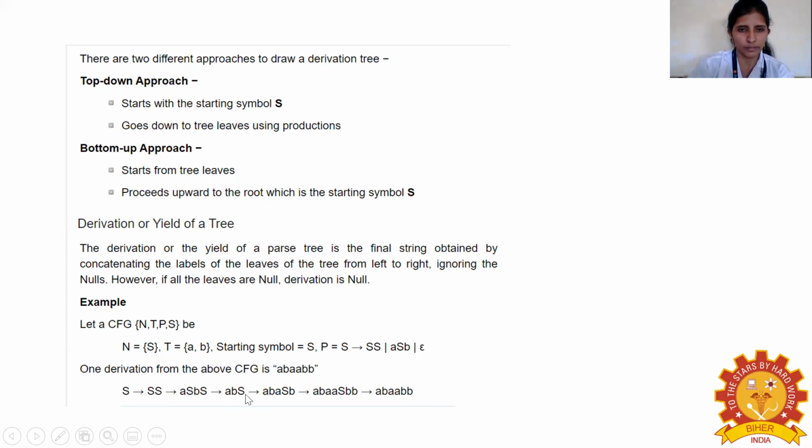Now again we remove the S symbol here, so we have only one S left. For that we again substitute the second production rule, that is aSb. So we get aSb, and again for the S we substitute aSb. So we get aSb again, and then we substitute epsilon instead of S. So this becomes a null value. So we get abaabb. This is one derivation from the above context-free grammar.